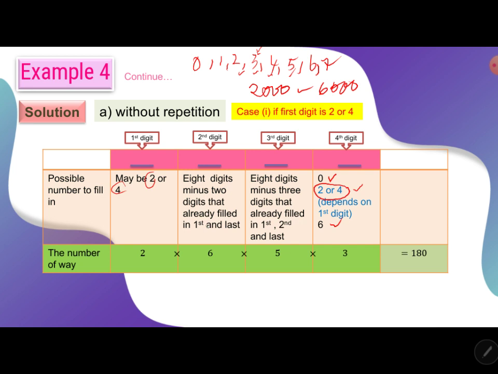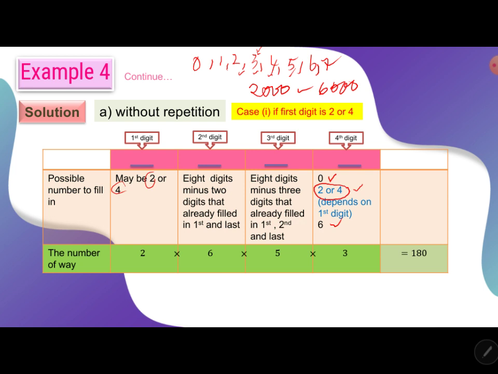Now we have chosen 2 even digits from the 8 digits, so what's left is 6 digits. That's why for the second digit we have 6 choices only. And for the third digit we have 5 choices only, because we have chosen 3 digits from the 8 to fill the first, second and fourth digits. So multiplying all of this, 2 times 6 times 5 times 3 is equal to 180. This is for the first case.